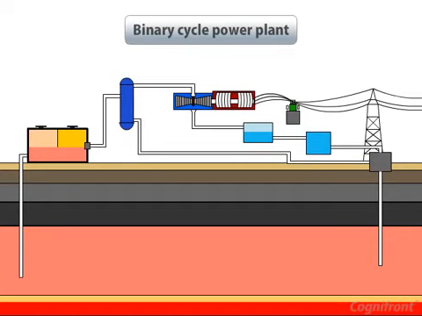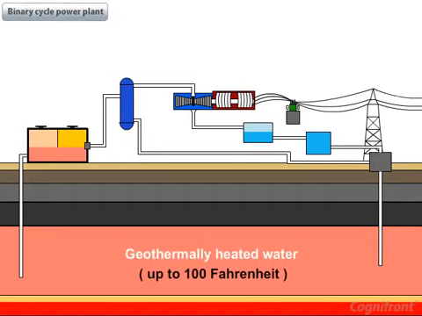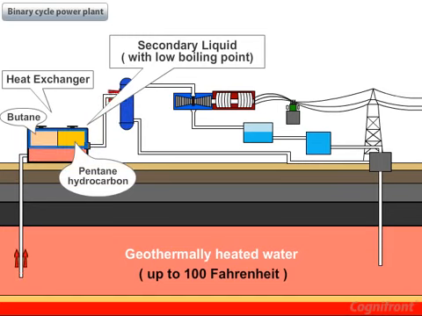Last is the binary cycle power plant. This is used when the geothermal resource is at a lower temperature of up to 100 Fahrenheit. Here, the hot water is passed to a heat exchanger which is combined with a secondary liquid with a lower boiling point, such as butane and pentane hydrocarbon.